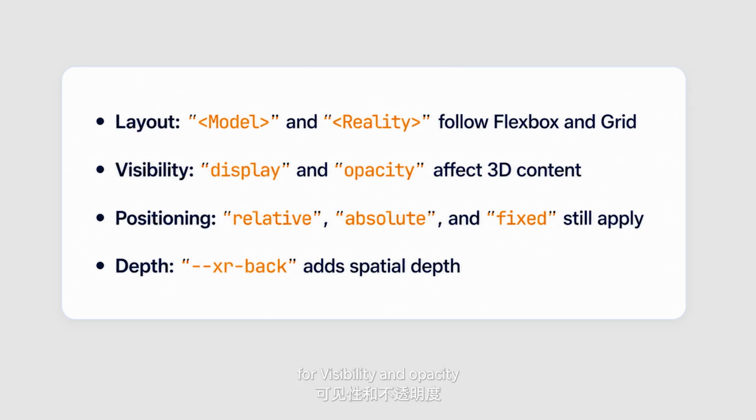For visibility and opacity, properties like display, visibility, content-visibility, and opacity still work as expected and can be used to show, hide, or fade 3D content together with the rest of your UI. For spatialization attributes, when you mark elements as spatial with enable-xr, CSS hooks like --xr-back and transform control how that content floats in depth and how it moves as the layout changes. For positioning, relative, absolute, or fixed continue to apply even after elements are spatialized, so you can align 3D regions with surrounding controls and text.